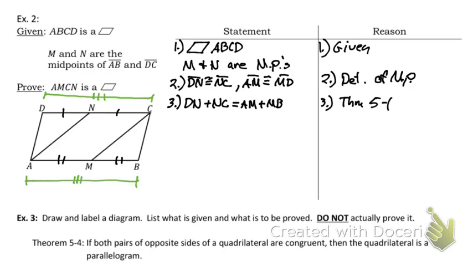But what we can do is use substitution to say, instead of writing DN, I can write NC there. Then I want to get AM by itself. So instead of writing MB, I can just write AM there using substitution. You'll see why I'm doing that in just a second. So my step 4, we can now say that NC plus NC equals AM plus AM, and this is substitution.